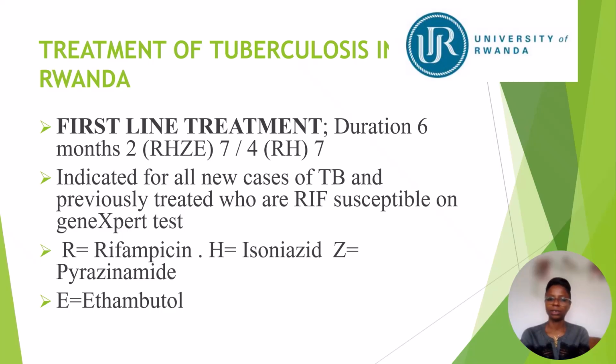Treatment of tuberculosis in Uganda. We have first line treatment which lasts 6 months. For 2 months, they have to combine rifampicin, isoniazid, pyrazinamide, and ethambutol. Then for 4 months, they have to take a combination of rifampicin and isoniazid. This regimen is indicated for new cases of TB, and for those who were previously treated but whose rifampicin was found susceptible on the GeneXpert test.